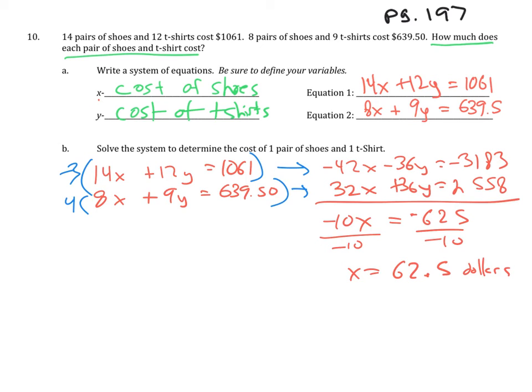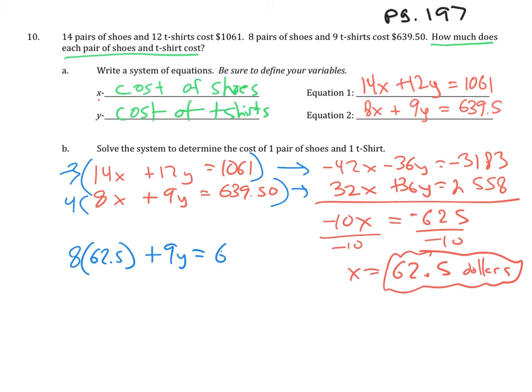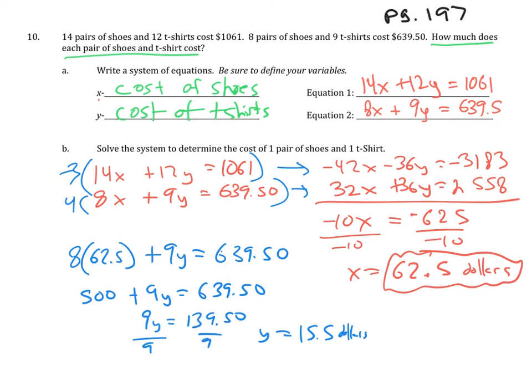Then to find the cost of t-shirts, right, we will take that and we'll plug it in. And we're going to plug it into x in either equation. I'll do the bottom one since those numbers are a little bit smaller. So here we'll get 8 times 62.5 plus 9y equals 639.50. So pause it, take a second to solve that, and we'll see what you get. All right, so $15.50 is what you get for y.